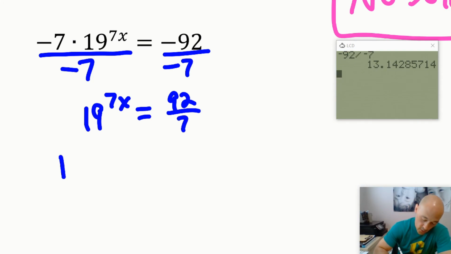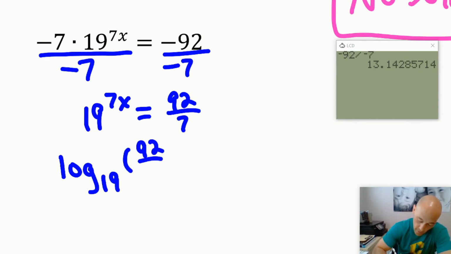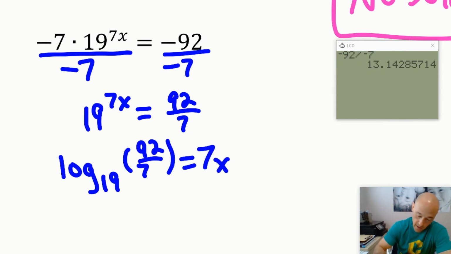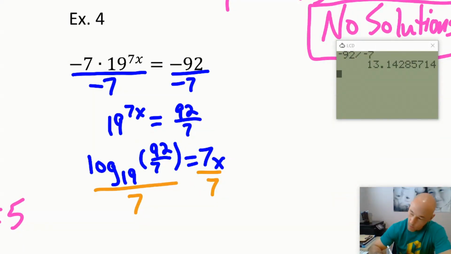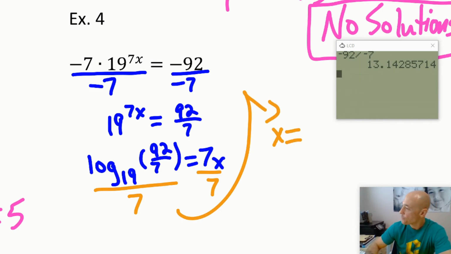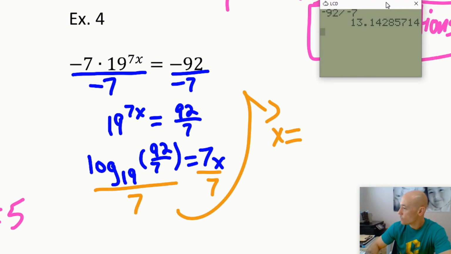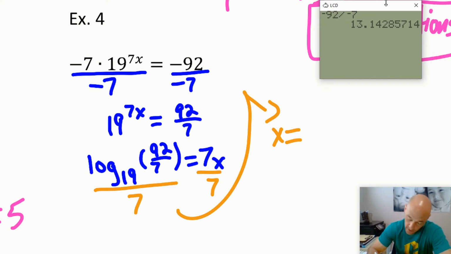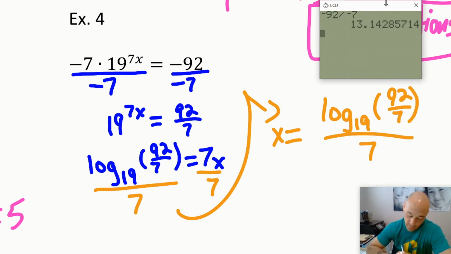And then we can convert that to a logarithm. Log base 19 of 92 over 7 is equal to 7x. And if we divide by 7 on both sides, then the way that we can write that is x is equal to, this is a confusing looking fraction, log base 19 of 92 over 7, all of that over 7.